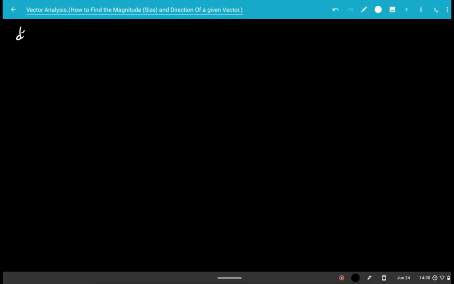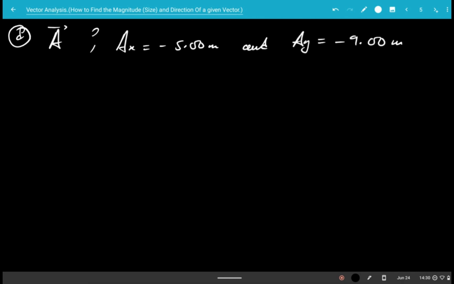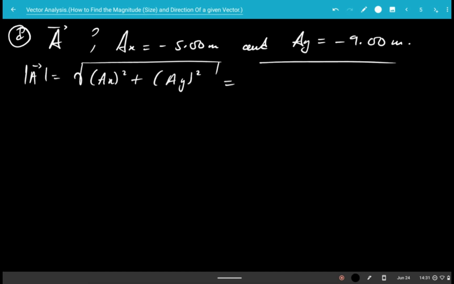Let's look at the last example. Say we have a vector A, and it has the components, say Ax being minus 5.00 meters and Ay being minus 9.00 meters. We need to find the magnitude and the direction of this vector. So I'll say the magnitude of a vector is equal to the square root of Ax squared plus Ay squared. Plug in the values, I'll get minus 5.00 squared plus minus 9.00 squared.